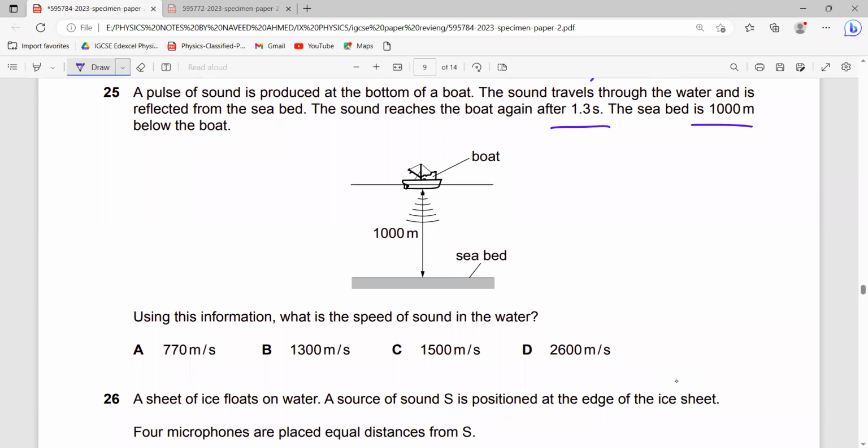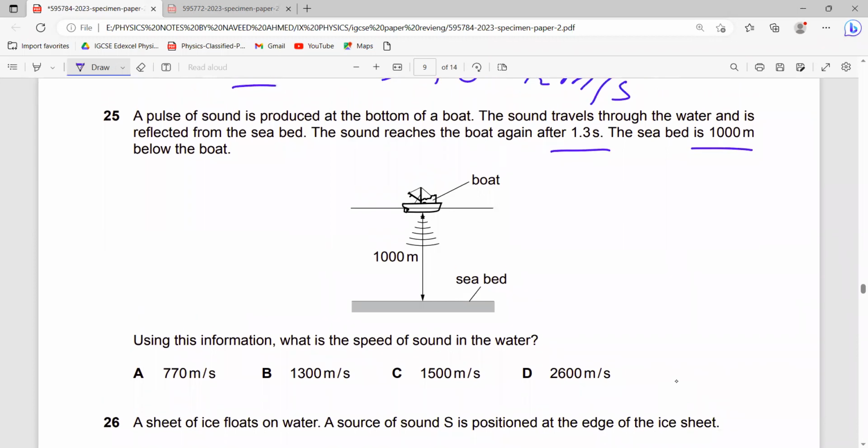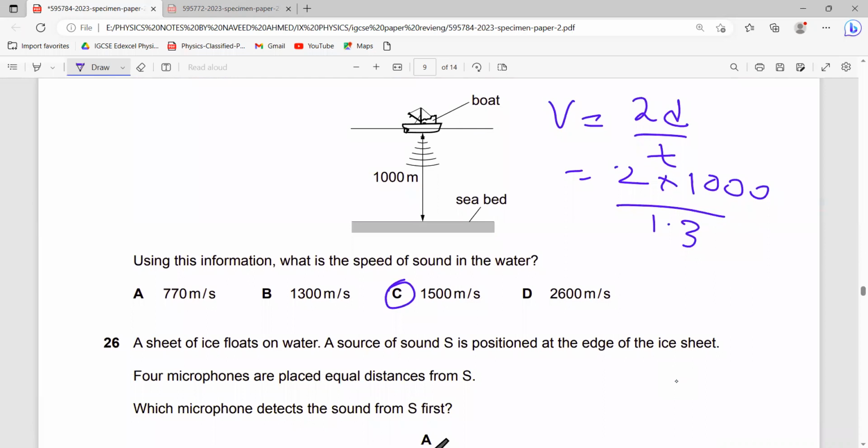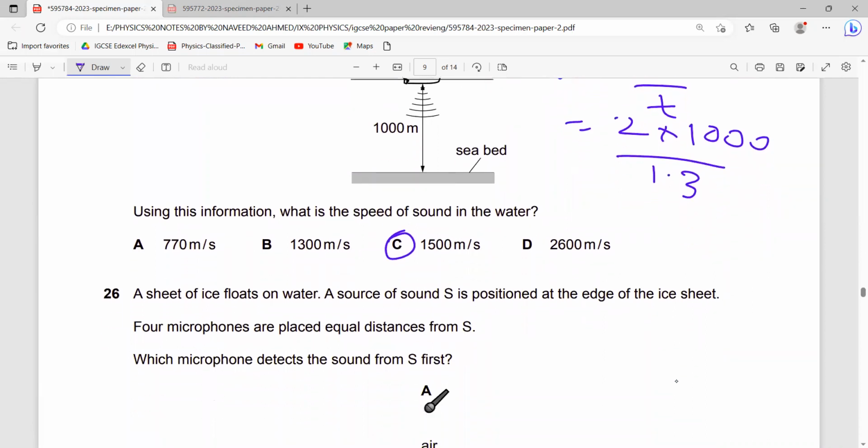Okay, this is the echo sound or reflection of the sound. So we use the formula v is equal to 2d over time for the speed of sound. Put in the values, 2 times 1000 divided by time, which is 1.3 seconds. So when you solve it, you will get about 1538, and rounding off to 2 significant figures, 1500 meters per second is the speed of sound.